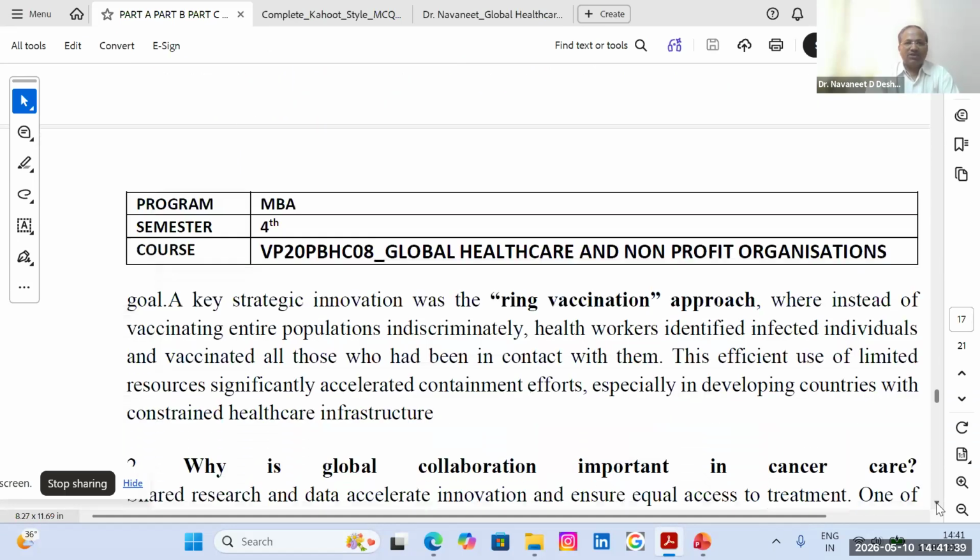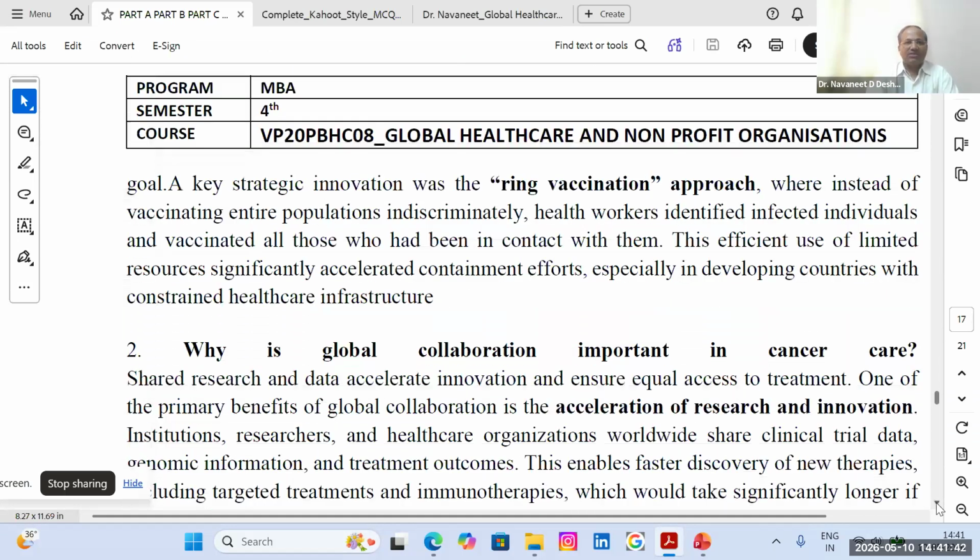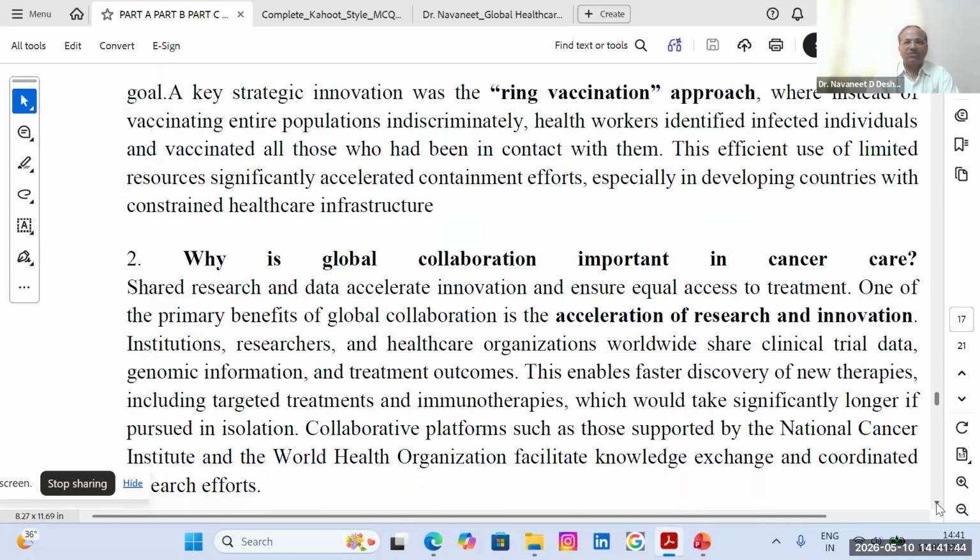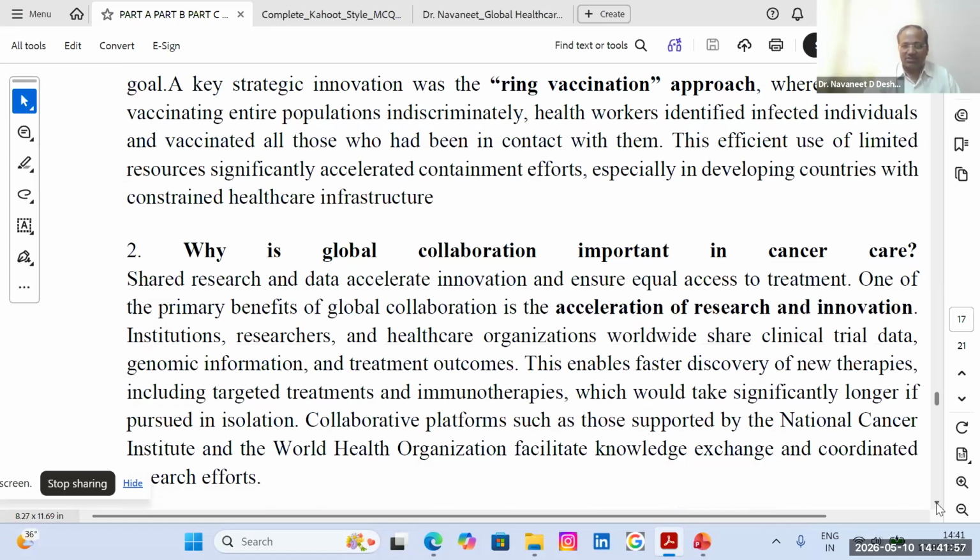A key strategic innovation was the ring vaccination approach, where instead of vaccinating entire populations indiscriminately, healthcare workers identified the infected individuals and vaccinated all those who had been in contact with them. This efficient use of limited resources significantly accelerated containment efforts, especially in developing countries with constrained healthcare infrastructure.